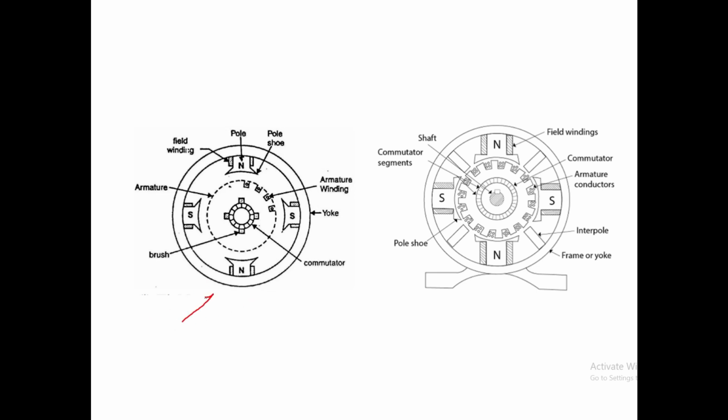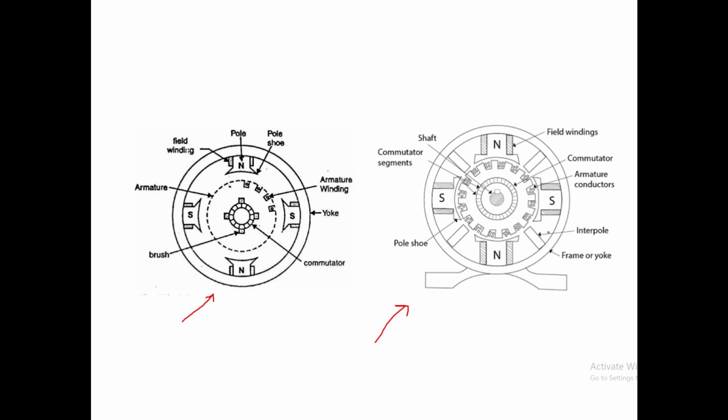Either you can draw this diagram or this diagram. Okay, here we have 4 poles, here also 4 poles. See, these are the windings. This is a cross section view, correct? Cross sectional view. And this is the commutator and the shaft. The shaft is having a key in.